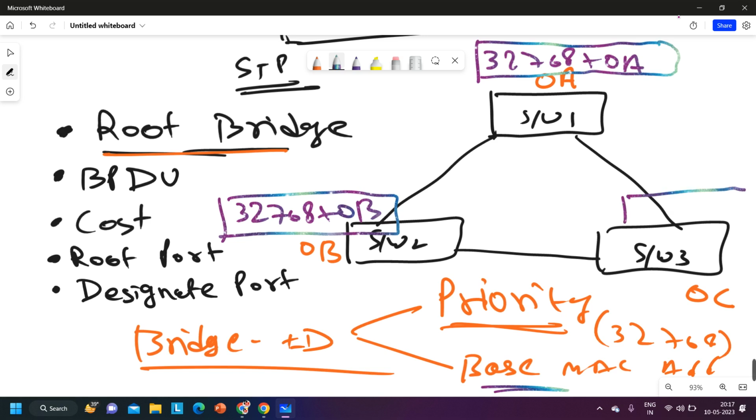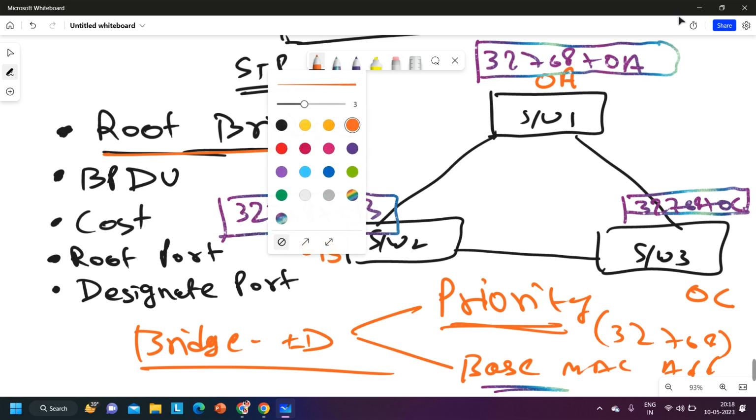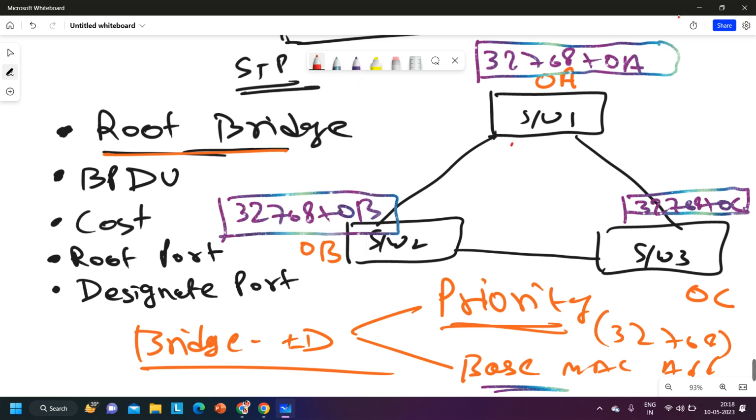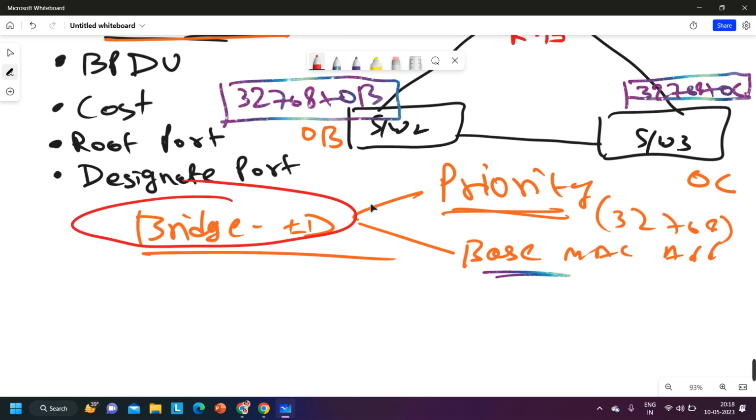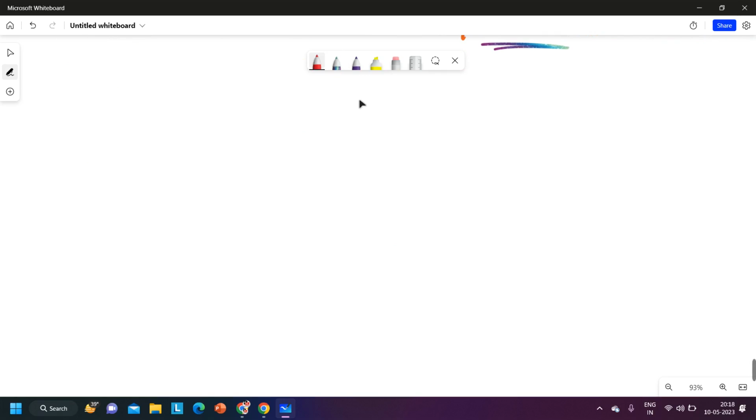After that, this switch will also have one bridge ID. That will be 32768 plus 0C. Now tell me, which switch will become root bridge first of all? Sir, 0A. Yes. Why will this switch become root bridge? Because this switch has the lower bridge ID. Done, guys? All other switches have a higher bridge ID. That's why switch 1 has become what? Root bridge. Done.